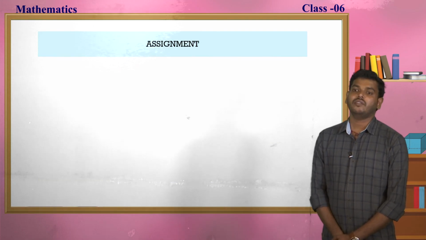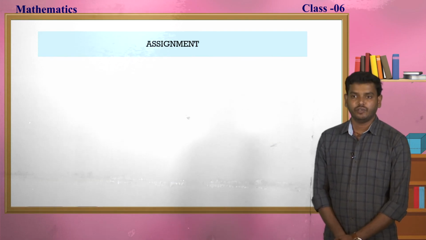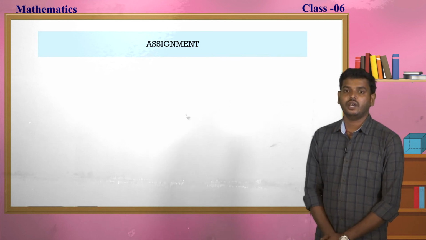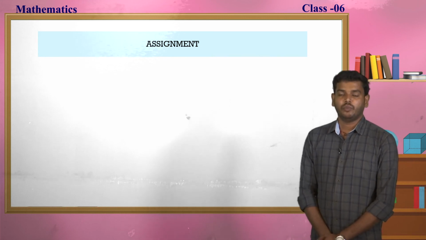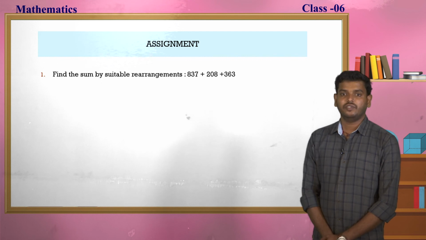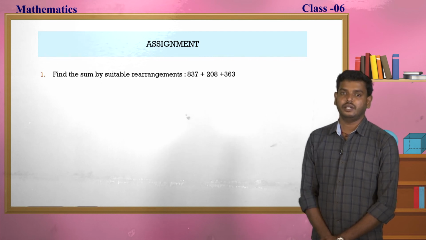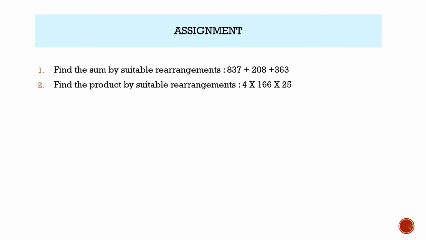So, next we have homework questions, children. Copy down fast. First question, find the sum by suitable rearrangement: 837 plus 208 plus 363. Second question, find the product by suitable rearrangement: 4 into 166 into 25.